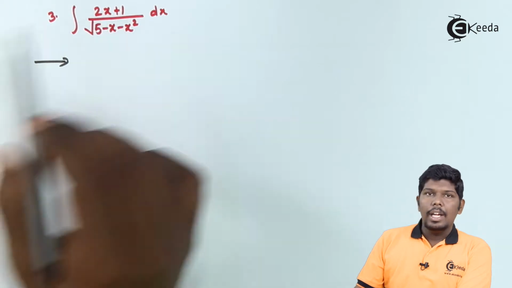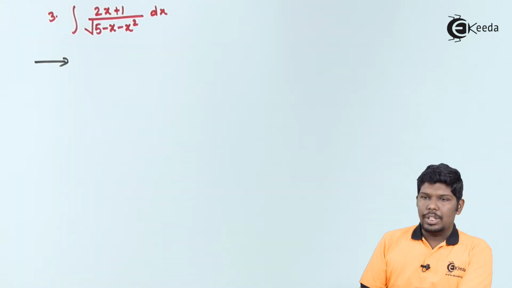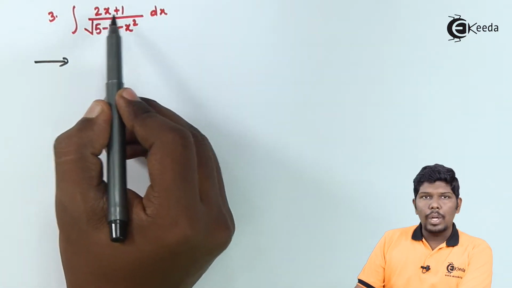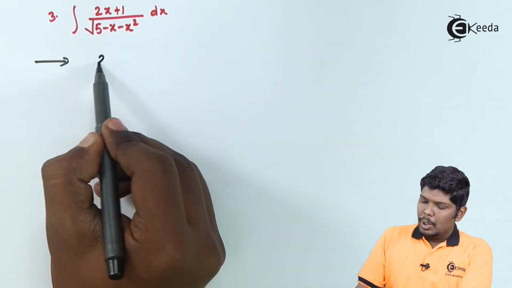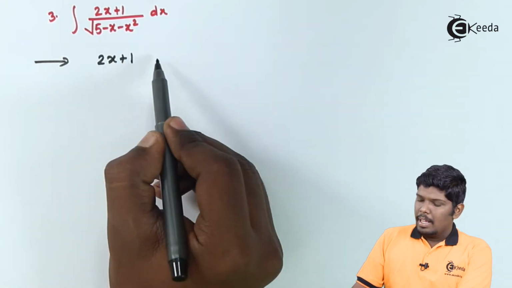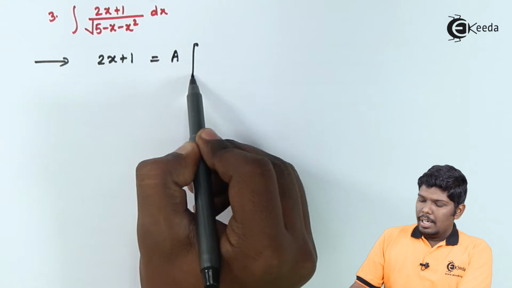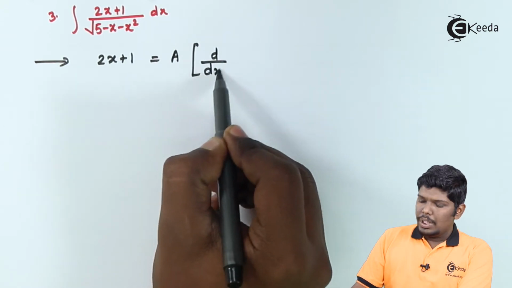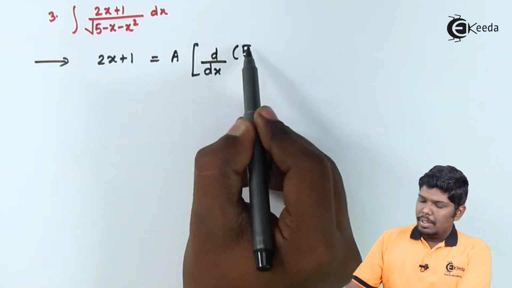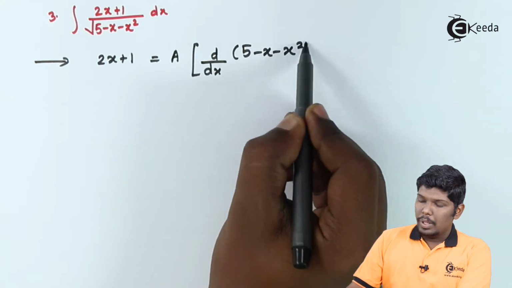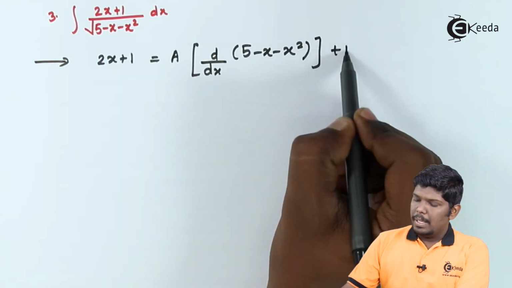Here you can see in the numerator we have a linear equation, that is 2x plus 1. And in the denominator we have a quadratic equation placed inside a square root, but the substitution remains the same that we have seen in the previous videos. That is, we are going to write numerator 2x plus 1 as a into derivative of quadratic equation, that is 5 minus x square plus b.